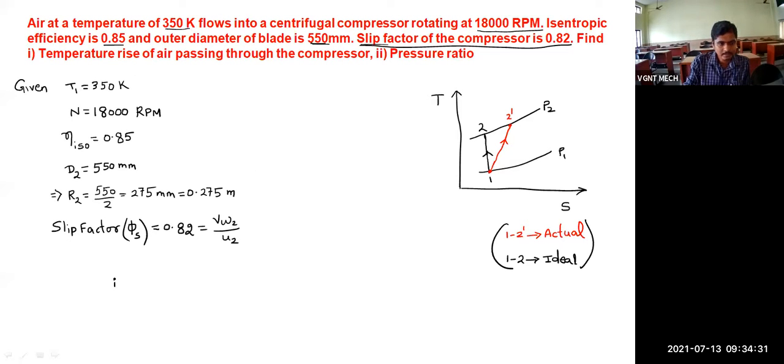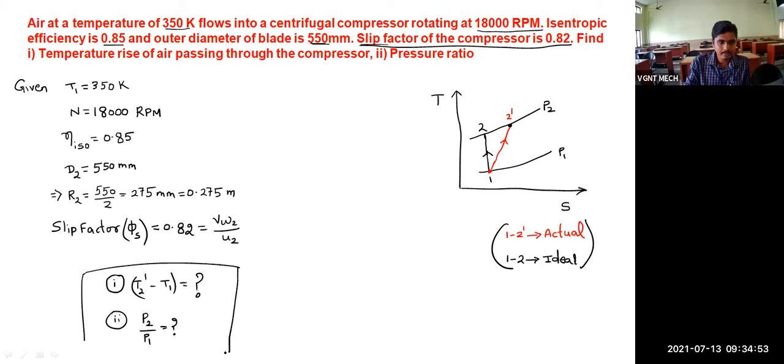Okay, and what we have to calculate? First point, temperature rise of air passing through the compressor. Temperature rise means T2 dash minus T1. And second point, pressure ratio we have to calculate. Pressure ratio means P2 by P1. These 2 points we have to calculate. Okay, so these are the given data, and these are the things we have to calculate for this problem.